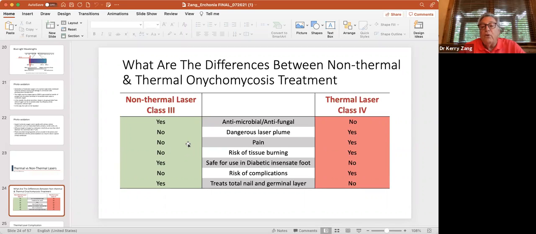And this treats the entire nail and nail bed and germinal layer. The thermal laser cannot treat the germinal layer because it can't go through the skin to reach it. And one of the things with the thermal laser is you have to pinpoint each toenail. It's very labor intensive for the doctor. You can't have a staff person do it. If somebody has all 10 toenails involved, it can take you an hour.